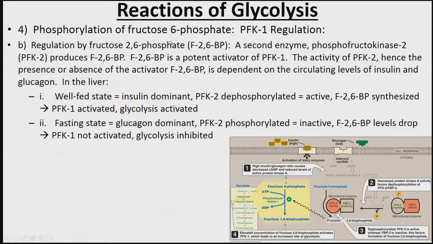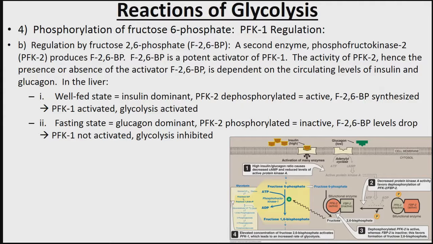And what this branch off the side actually does is produce an activator molecule. The product of PFK1 is actually fructose 1,6-bisphosphate. This side pathway actually produces fructose 2,6-bisphosphate. The whole purpose of this molecule is to be an activator molecule for glycolysis. You'll see it's actually an inhibitor molecule also for gluconeogenesis. So it actually reciprocally regulates those two pathways.